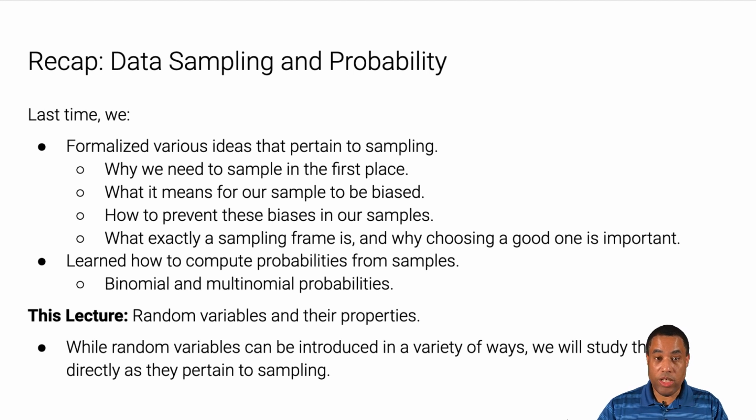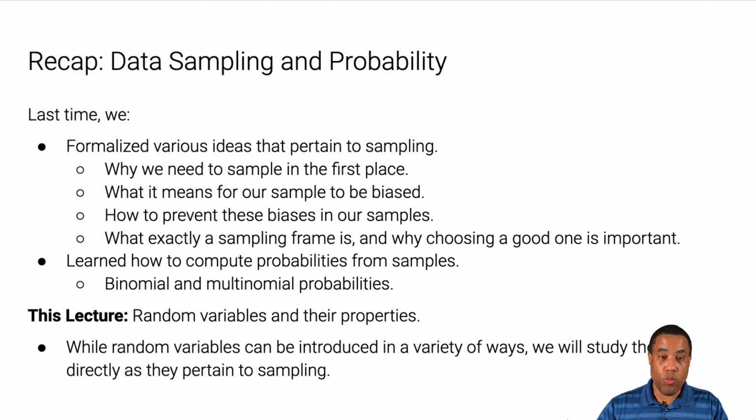And formally, you learned about why we need to sample in the first place, what it means for our sample to be biased, how to prevent these biases, and what a sampling frame is, and why choosing a good one is very important. You also learned how to compute probabilities from samples, in particular binomial and multinomial probabilities. So in this lecture, you're going to learn about random variables and their properties.